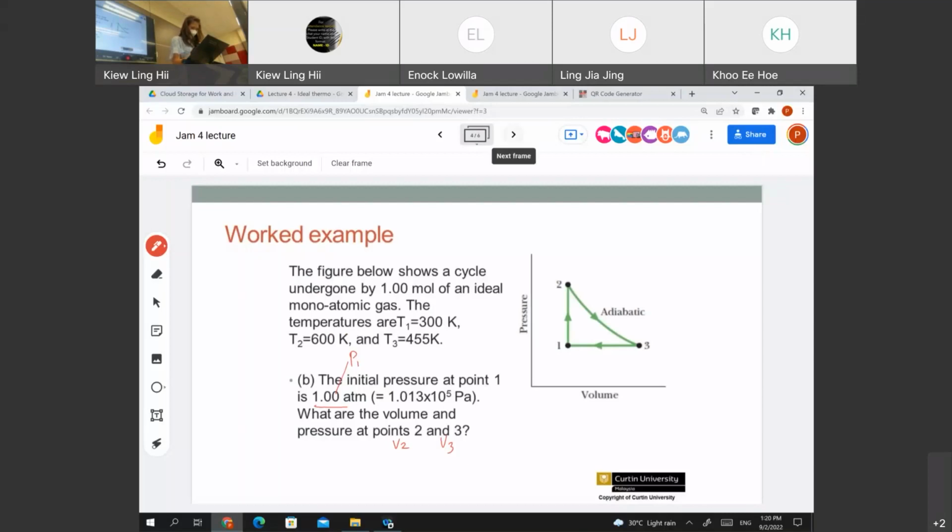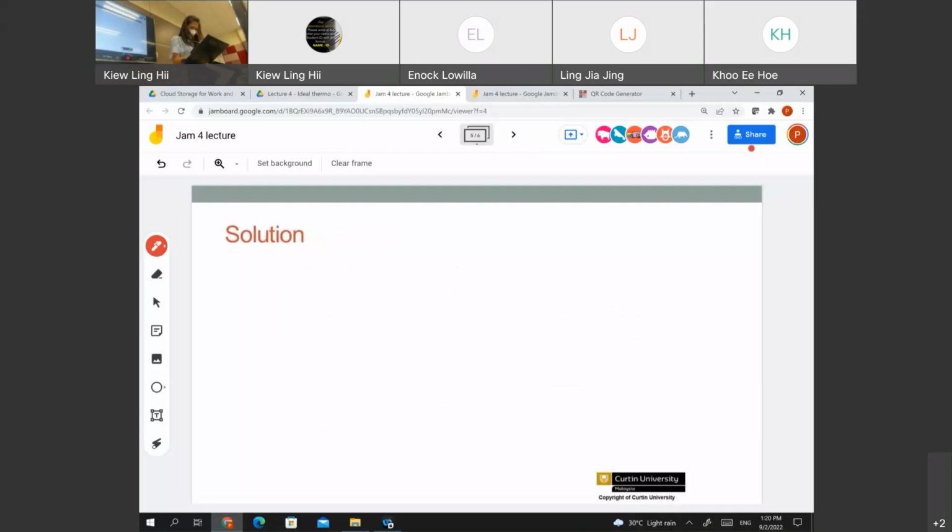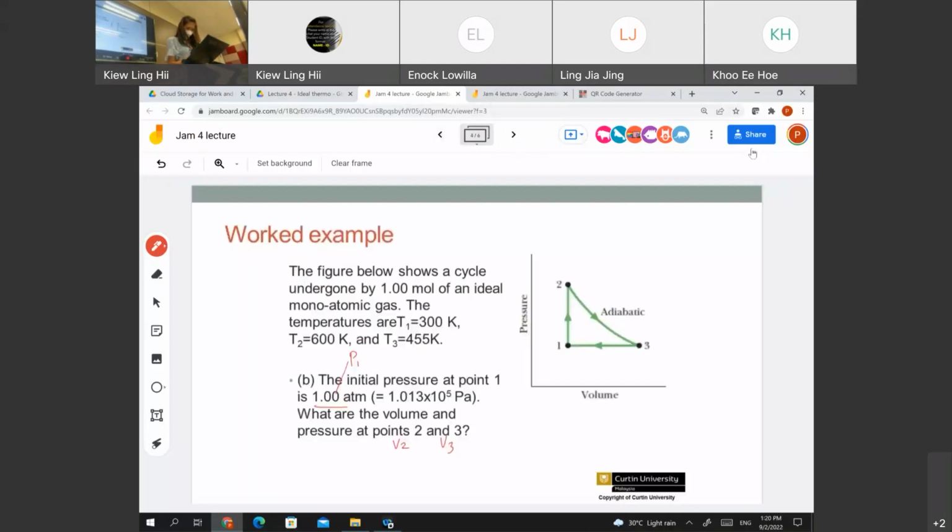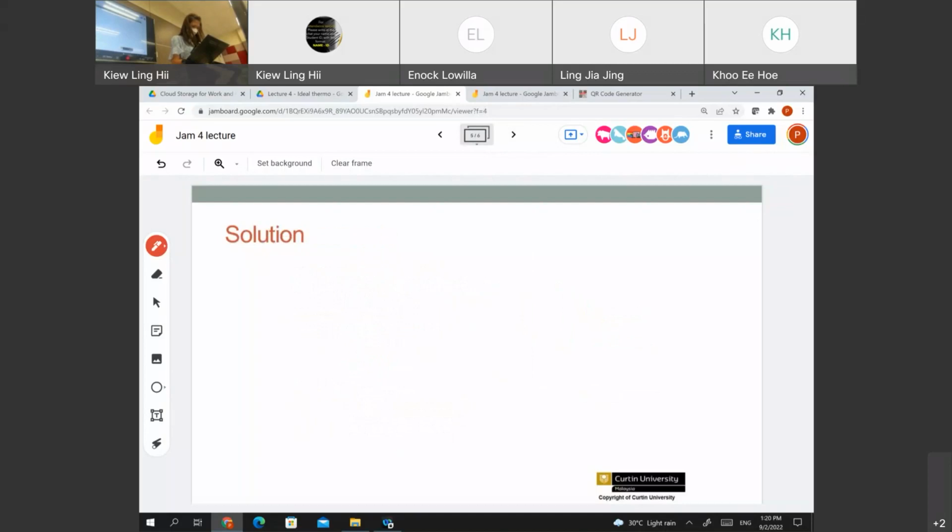Okay, so let's extract our information for all the 3 points. So we have T1, P1, we find, and given P1 also equals P2. So let's use the ideal gas law to help us to find this.